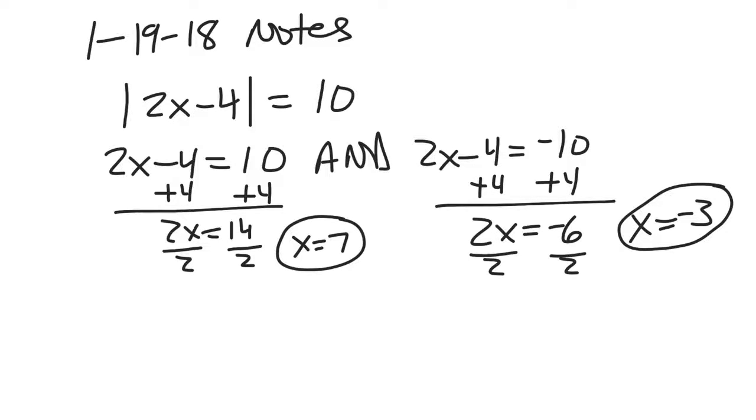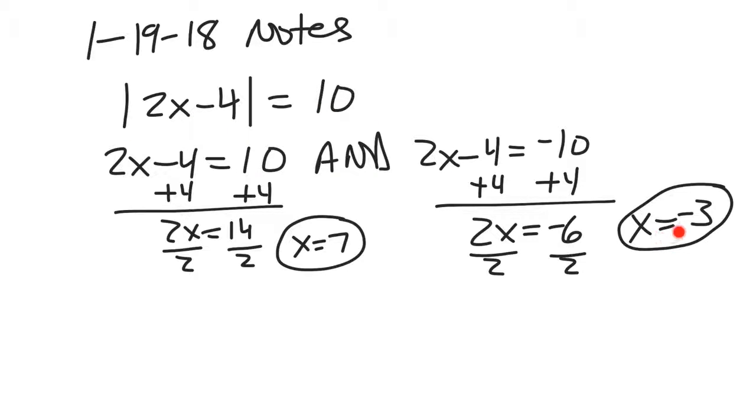Now, the downside to this is that sometimes in solving absolute value equations, you create answers that actually aren't answers. So we do have to check each one of these, and so to do that, I'm going to put 7 in here and just talk my way through it. 2 times 7 is 14. 14 minus 4 is 10. The absolute value of 10 is 10.